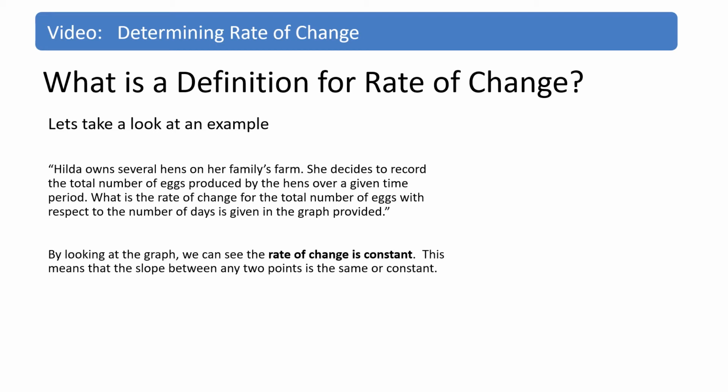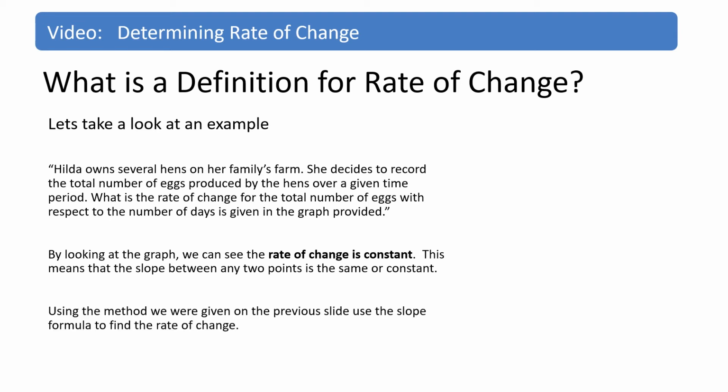By looking at the graph, we can see that the rate of change is constant. This means that the slope between any 2 points is the same, or constant, and the graph is a straight line going up. Using the method we were given on the previous slide, we're going to use this formula to find the rate of change. Now, remember, the slope is y2 minus y1 divided by x2 minus x1, where x1, y1 and x2, y2 are 2 points on the graph.